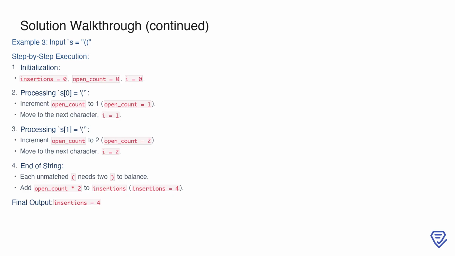At this point, we reach the end of the string. Each unmatched opening parenthesis requires 2 closing parentheses to balance it. Since open_count is 2, we add open_count * 2 to insertions, resulting in insertions equals 4. Therefore, the final answer for this example is insertions equals 4.